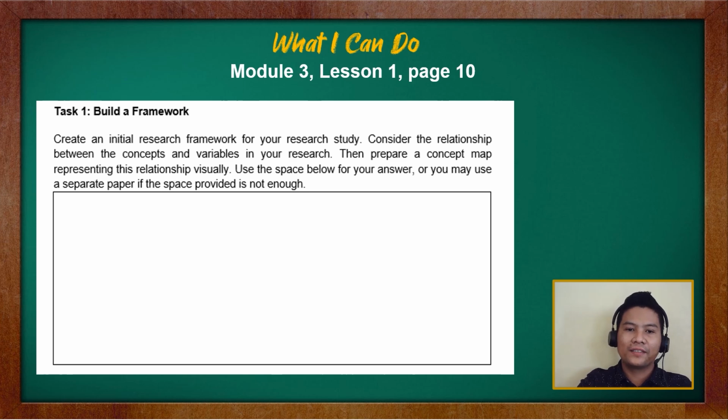We are now on the next activity, What I Can Do, found in Module 3, Lesson 1, page 10. Task 1, build a framework. Create an initial research framework for your research study. Consider the relationship between the concepts and variables in your research. Then prepare a concept map representing this relationship visually.